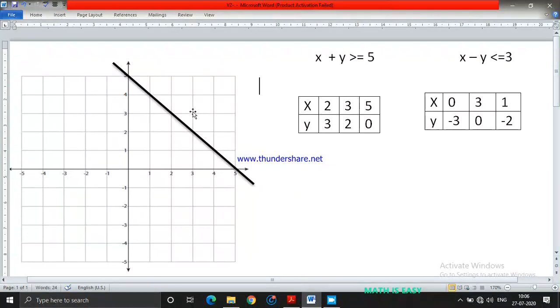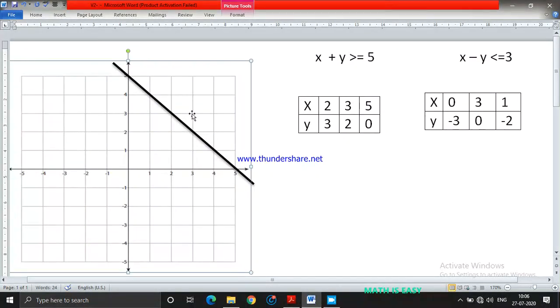If I take this point here, it is 3, 3. So 3 plus 3 is 6. Is 6 greater than 5? Yes. So it is above the line.